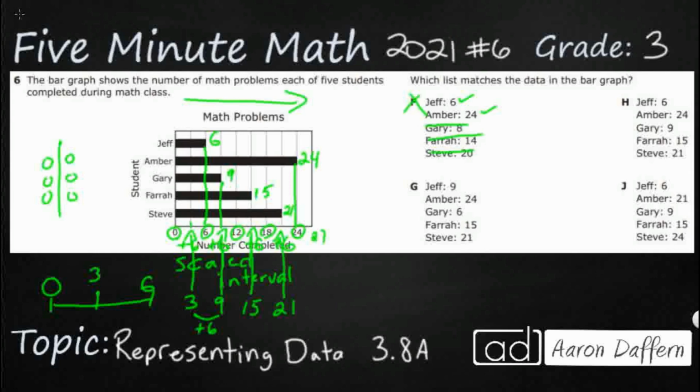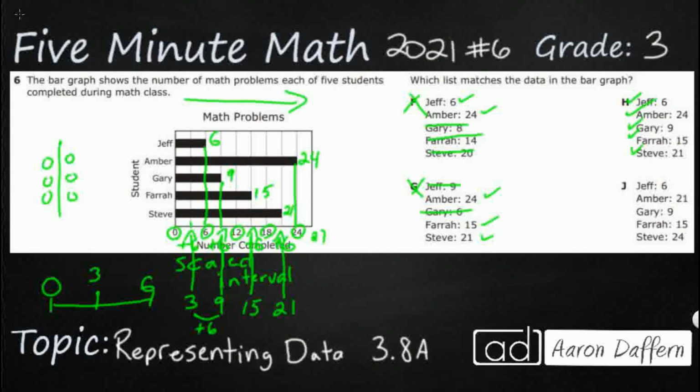So F is wrong. G. Jeff is 9, no. Amber, 24, yes. Gary, no. Farah, yes, but that's weird, they got those 2 right. Well, no, because obviously we're going to need all 5 to be correct, not just 3. So Jeff, 6, yes. Amber, 24, yes. Gary, 9. 15, 21, I'm thinking is H.